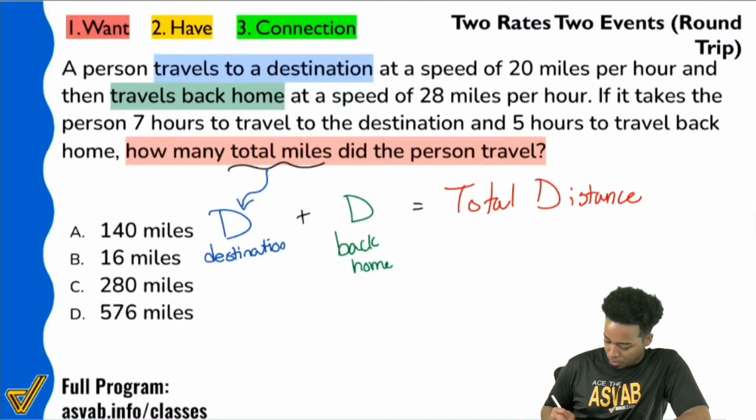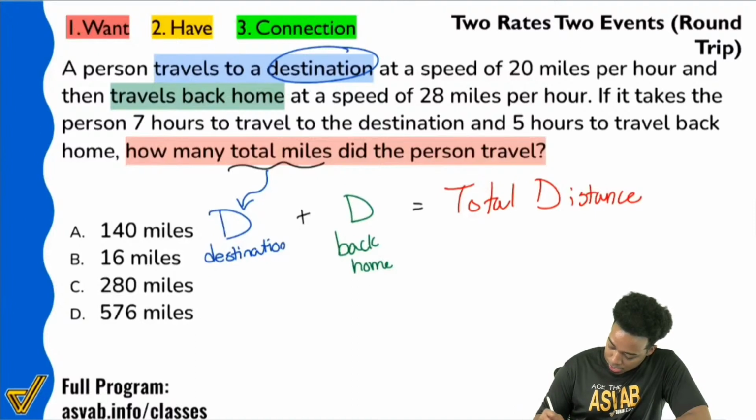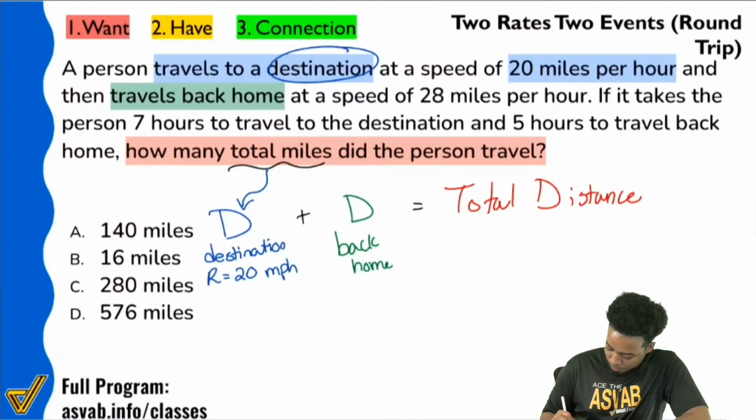We'll go ahead now and we'll say, hey, we're looking at to the destination. I see here that it says the speed to the destination was 20 miles per hour. So my rate was 20 miles per hour. And then it says for the way back home, speed was 28 miles per hour. Sounds good.